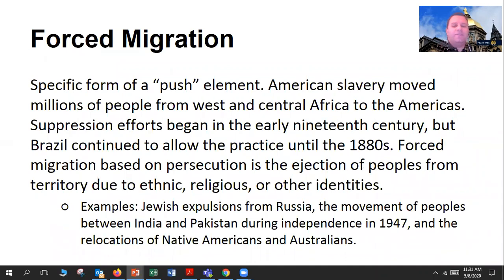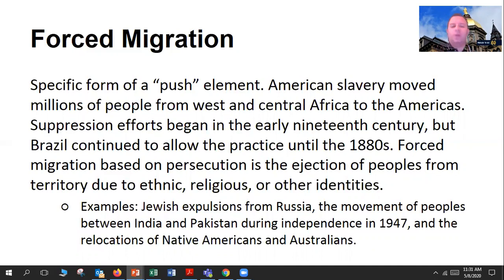Now, you have a very specific push factor, which is called forced migration. This is when you get literally kicked out. Forced migration is when people have no choice, but they are pushed out of an area. For example, the Europeans taking slaves out of Africa. That is a forced migration.